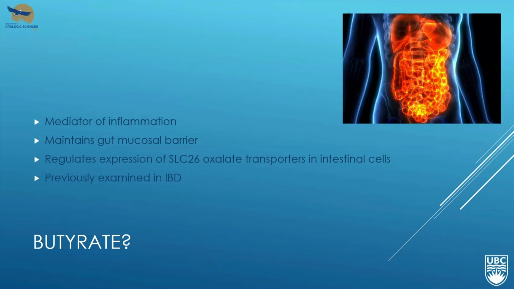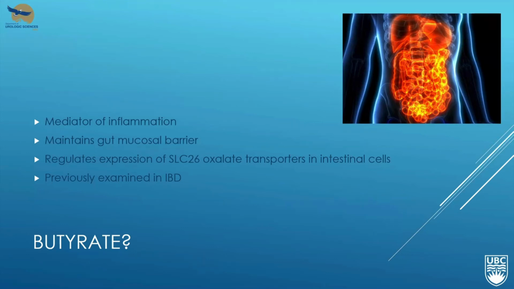And changing gears now, we'll be looking at butyrate. Butyrate is a 4-carbon short chain fatty acid utilized by many bacteria in our gut. It's known to be a mediator of inflammation.